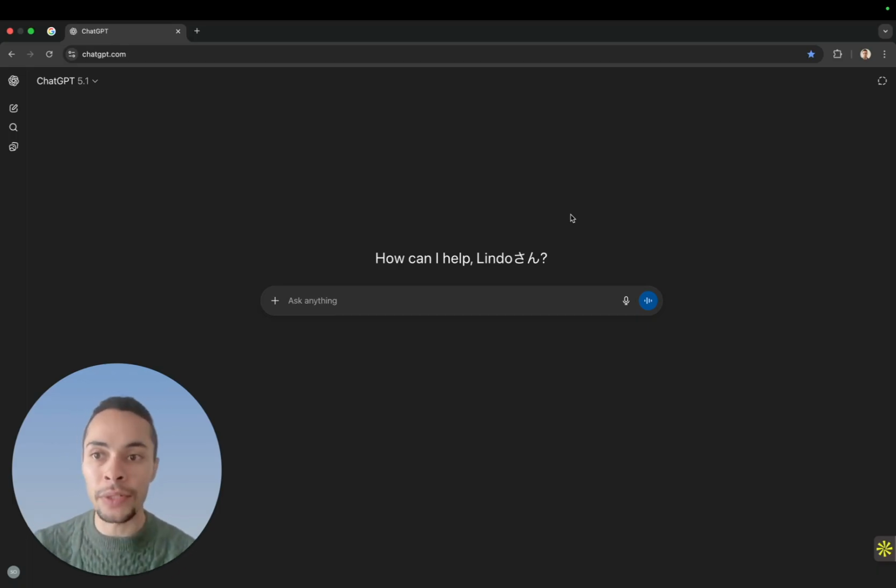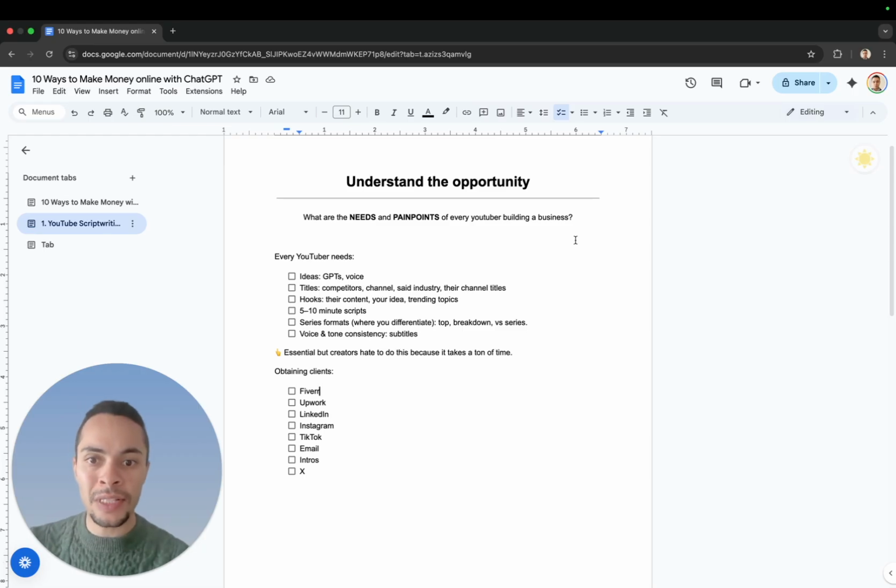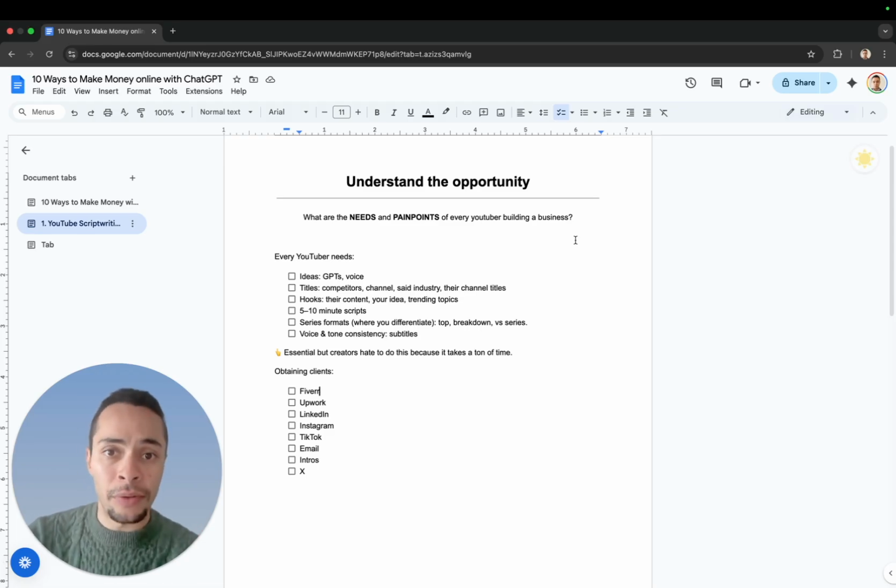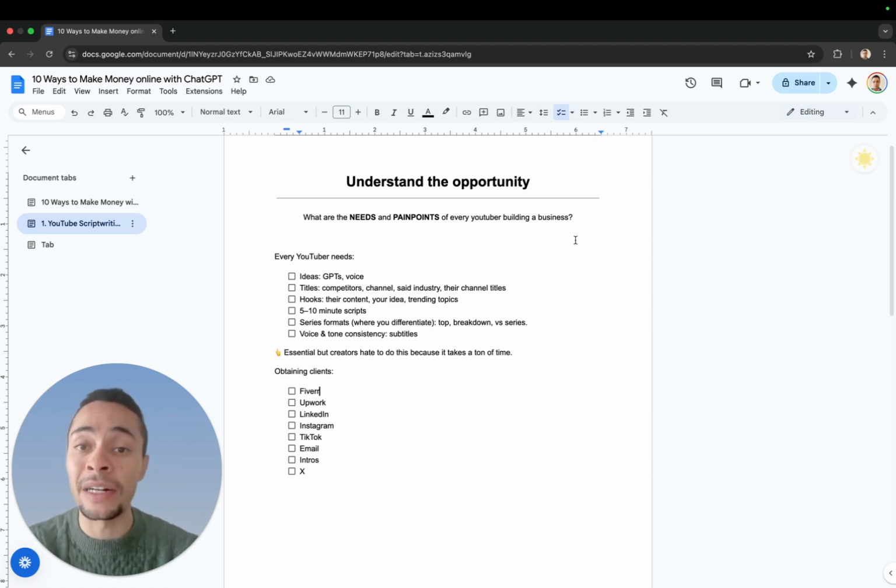Okay, so how do we do this? First off, let's understand the opportunity. You need to know what are the needs and the pain points. If you're going to be doing this, what are the needs and the pain points of this? And is this even in demand? There's a lot of people using ChatGPT, so is this too saturated? Is it in demand? Yes, it is. Is it saturated? Depending on how you go about it.